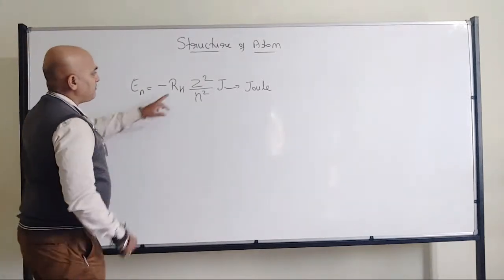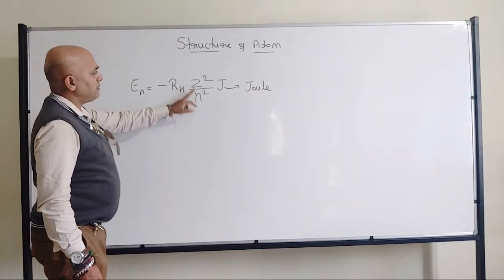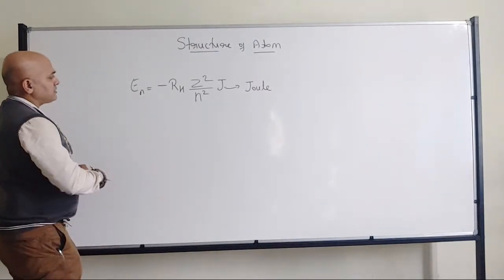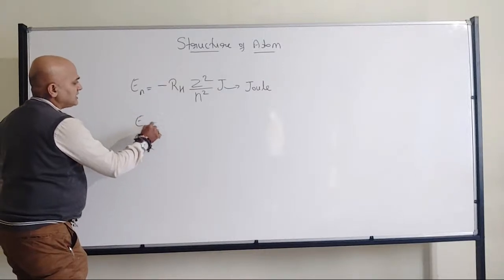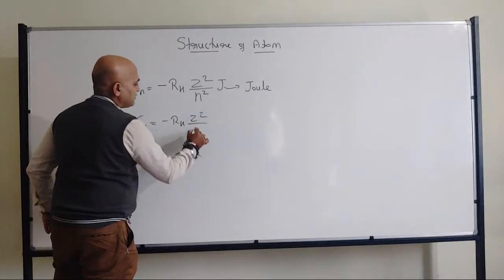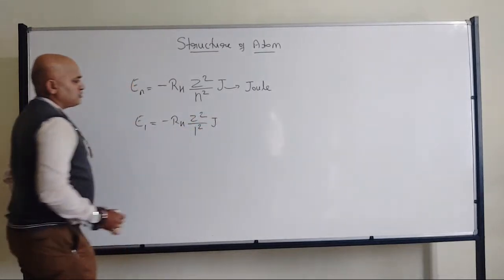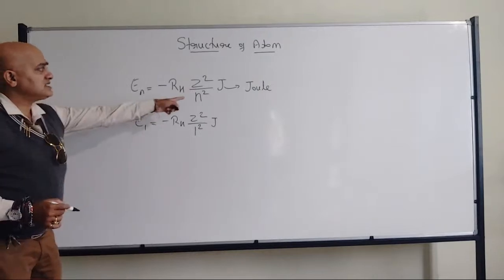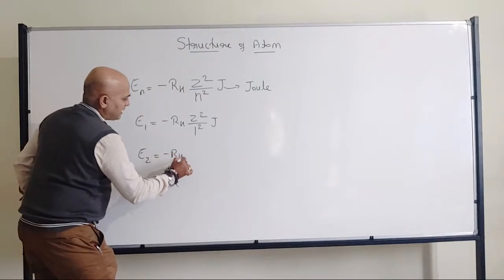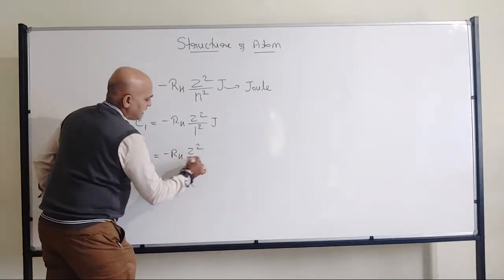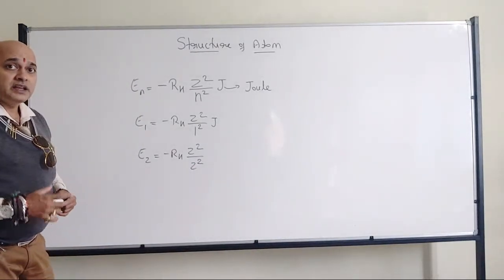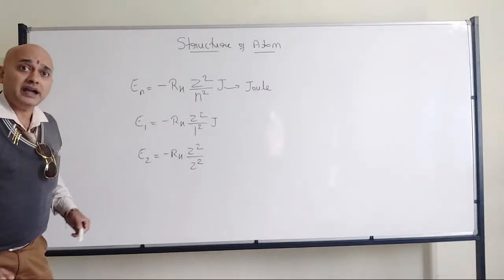So that's where I have Rydberg's constant, atomic number, energy level number. If n is equal to 1, then I should write it as E1 is equal to minus RH Z square divided by 1 square joule. Right? If n is equal to 2, then I should write it as E2 is equal to minus RH Z square divided by 2 square. All of you have understood? Now if you observe it carefully, no need to by heart anything.